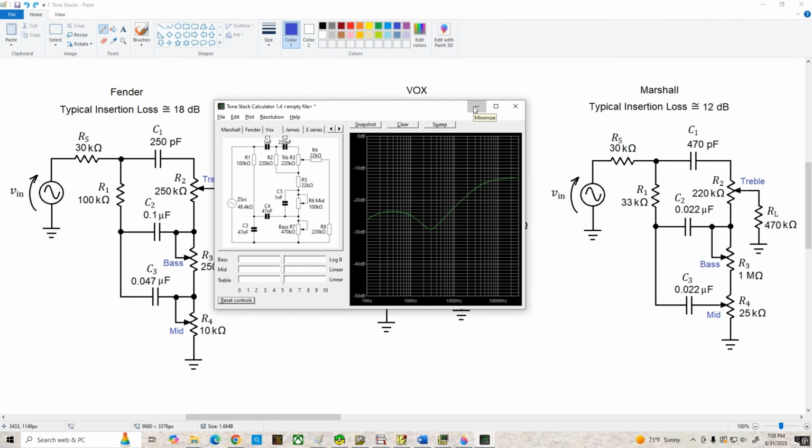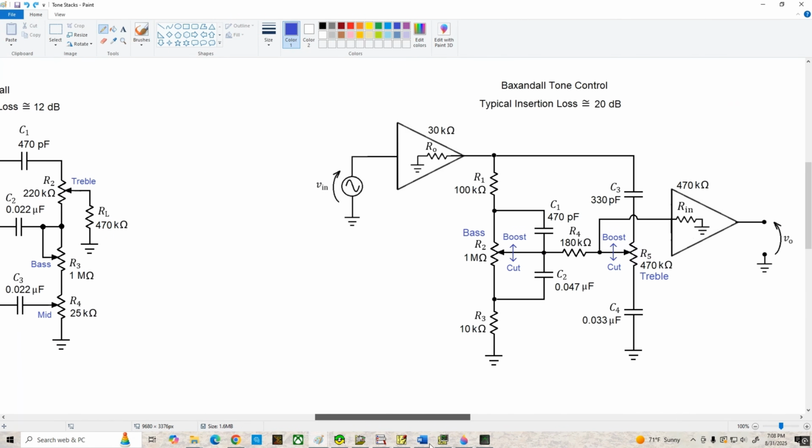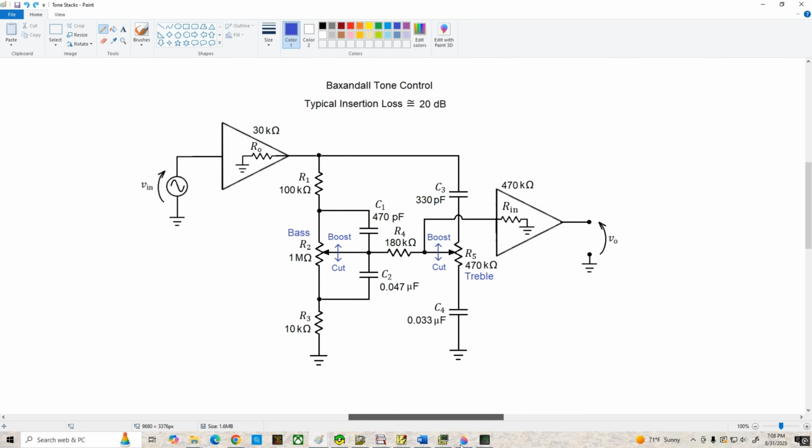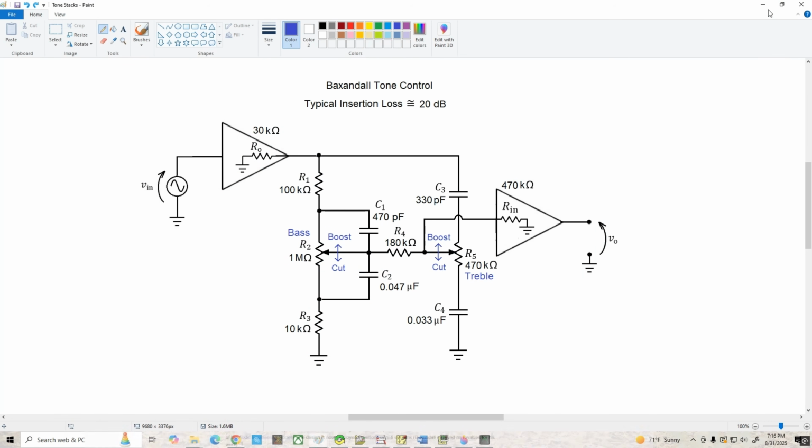Now we're going to look at one last tone control circuit, and it's over on the next page, so let's slide on over there. And this is a classic. It's called the Baxandall tone control. This circuit is named after its inventor, Peter Baxandall, and here's his Wikipedia page. And as you can see, it's a pretty complex circuit, and I wouldn't want to try to analyze it using pencil and paper, but fortunately for us, it's available in the tone stack calculator, so we'll pull that up in a second.